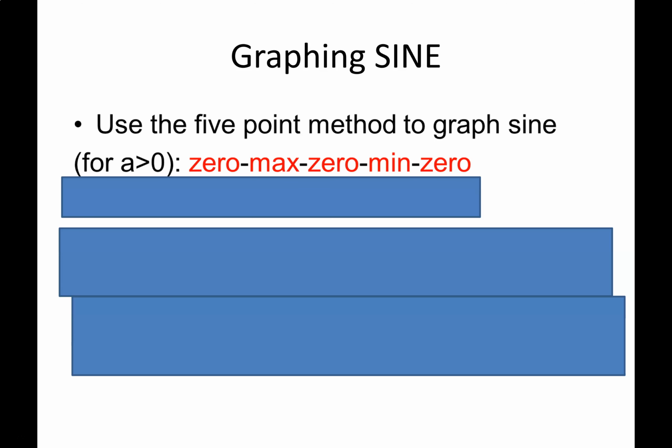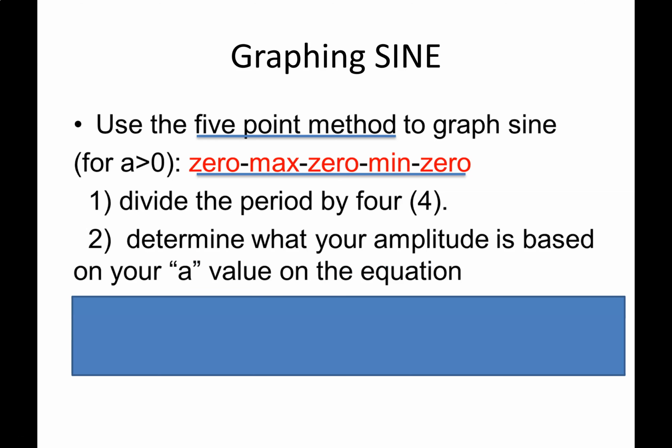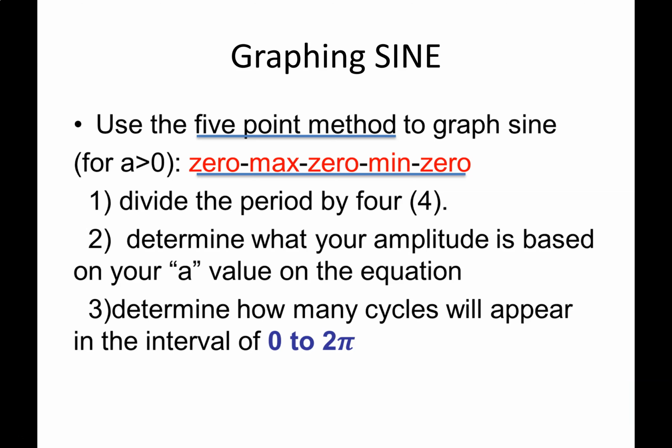Either way, when you're graphing sine, you're going to use the 5-point method, which I was talking about: 0, max, 0, min, 0. Copy that down, please. And you want to make sure that you're dividing the period by 4. Again, you're going to see me do that in the examples. You want to determine what the amplitude is based on your A value in the equation. And then determine how many cycles will appear in the interval of 0 to 2 pi. Make sure you pause here and copy everything, please.